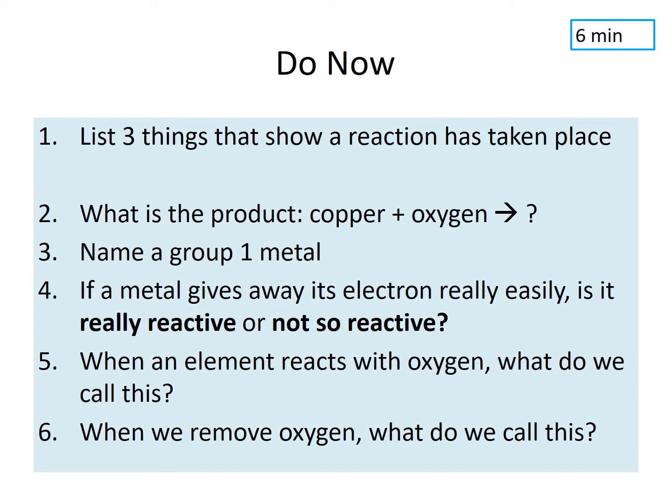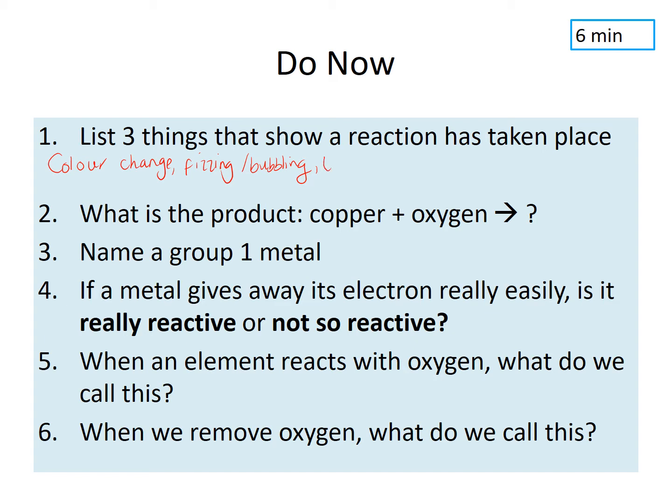Okay, question number 1. List 3 things that show a reaction has taken place. There are a number of things that you could have written for this one. You could have written colour change. You could have written fizzing or bubbling. Either word is fine for that. And if you remember from last lesson, fizzing or bubbling suggests that a gas has been made.